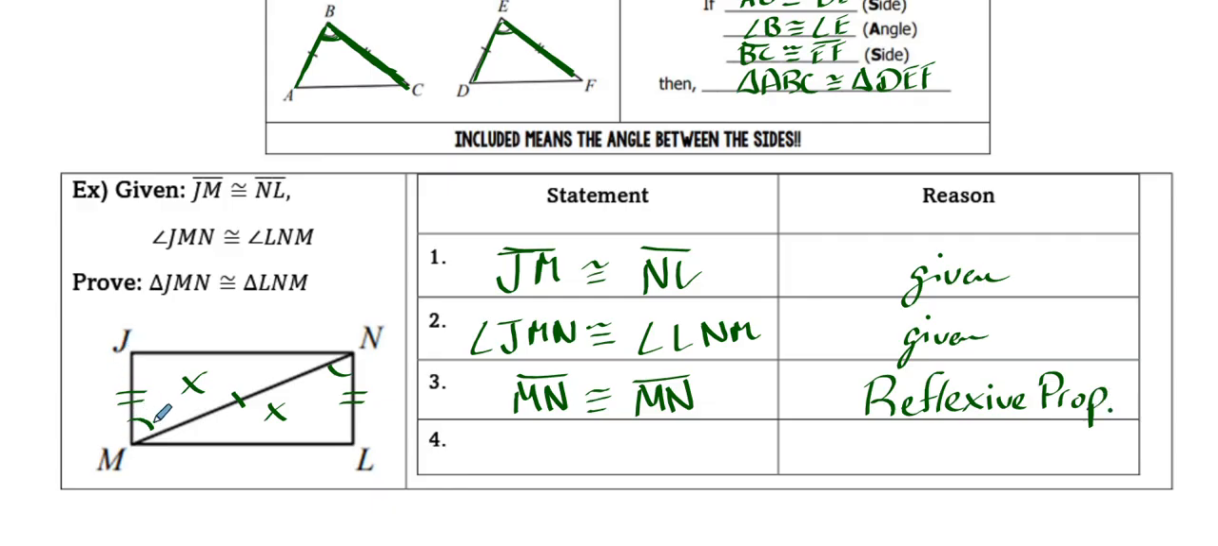All right, so now we have side, an angle, and a side. Now we can say that those two triangles are congruent by side, angle, side. And I'm always okay with you just abbreviating it with SAS there.